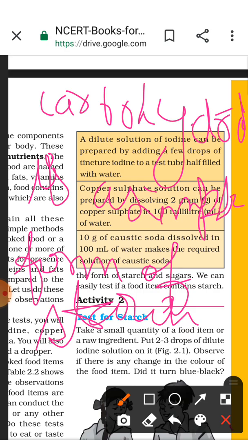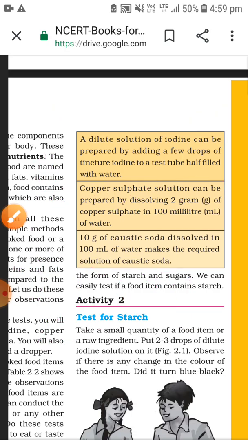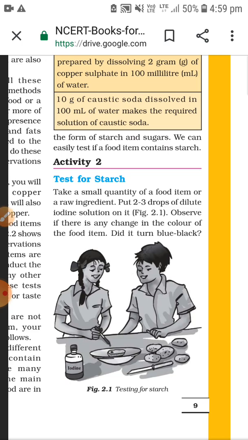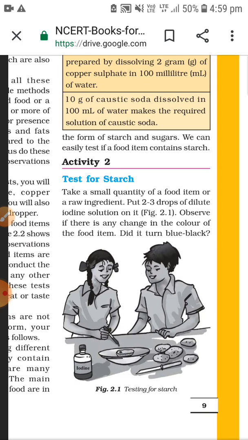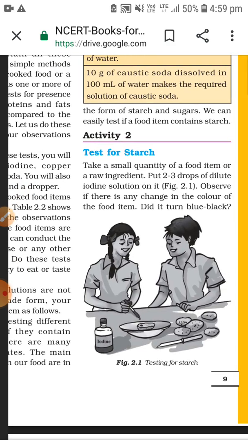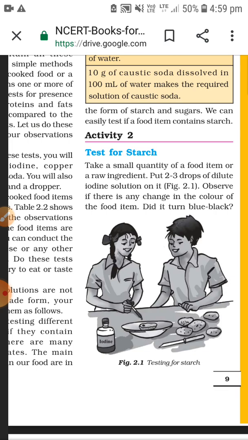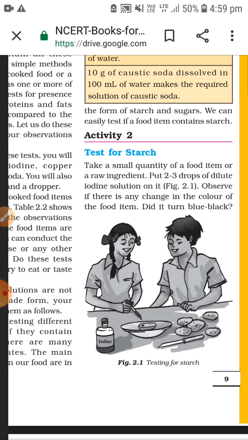Okay, in potato there is carbohydrate, in chapati, and in sugar. We can easily test if a food item contains starch. So let's see how this test works. Take a small quantity of a food item or a raw ingredient. We will take potato. Put 2-3 drops of dilute iodine solution on it.